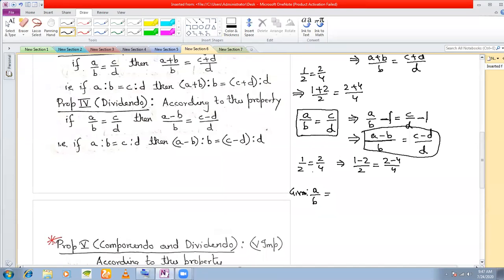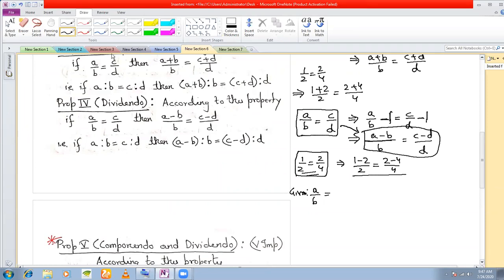So if you know that for a given proportion A by B is equal to C by D, you can write this, then this is the idea that you must know. That is, given half is equal to 2 by 4, you can write it in this way. That means numerator minus denominator divided by the denominator for the first ratio is equal to numerator minus the denominator divided by the denominator for the second ratio. Yes, any problem? No, sir.